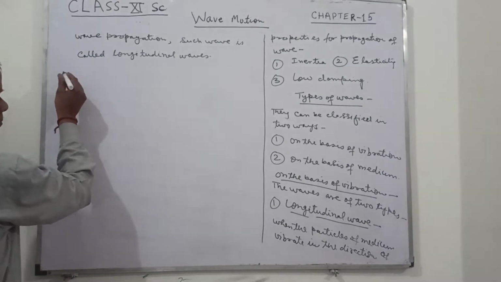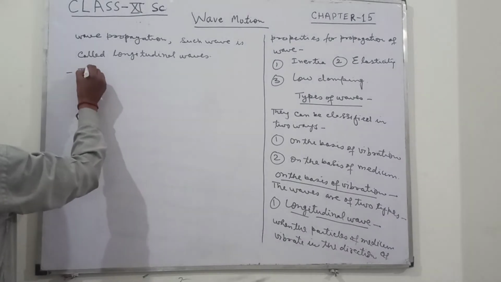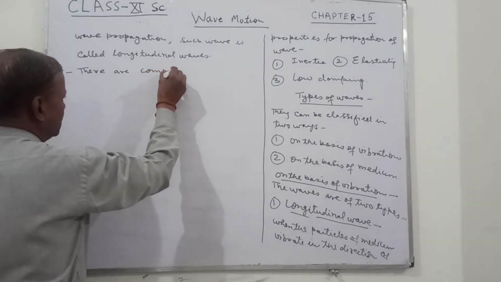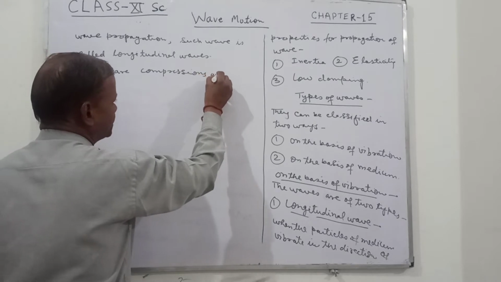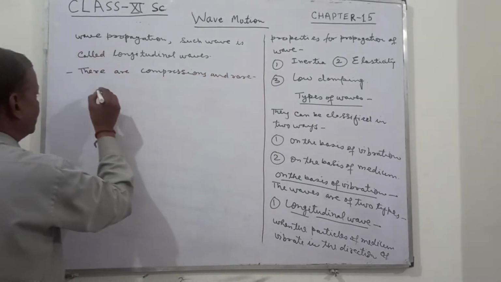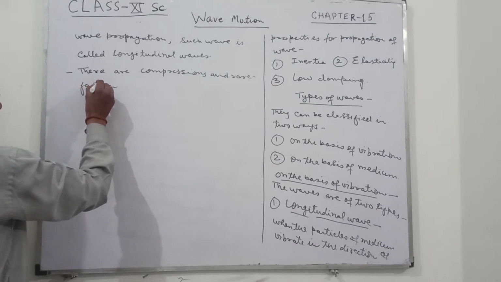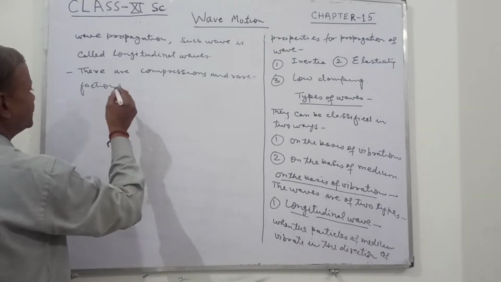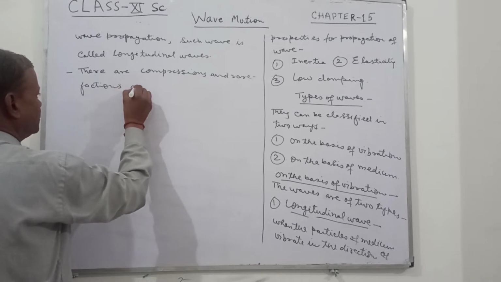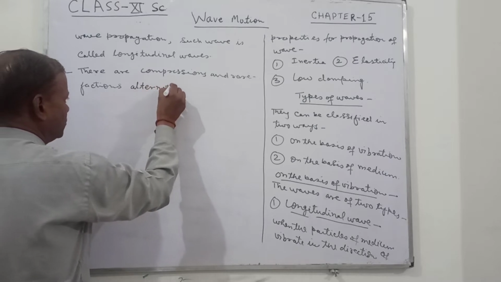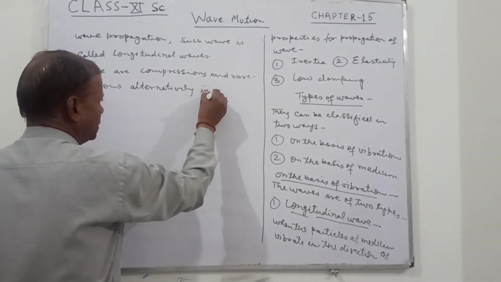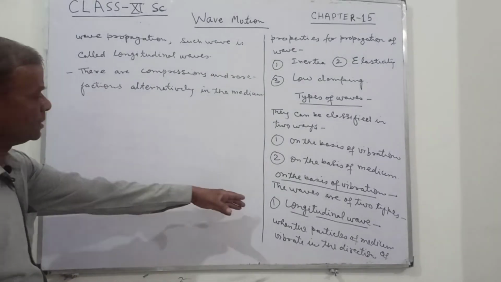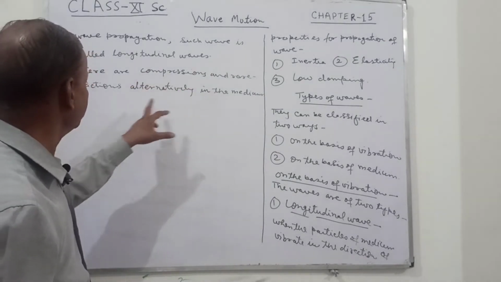Now in longitudinal waves, there are compressions and rarefactions alternatively in the medium. It means that the longitudinal wave moves in the medium because of the compressions and the rarefactions.